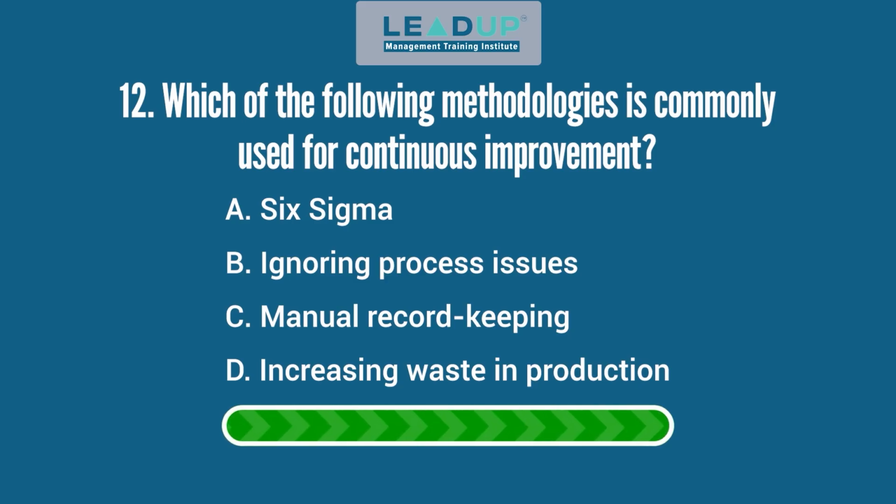Question 12. Which of the following methodologies is commonly used for continuous improvement? A. Six Sigma. B. Ignoring process issues. C. Manual record keeping. And D. Increasing waste in production. The answer is Six Sigma.